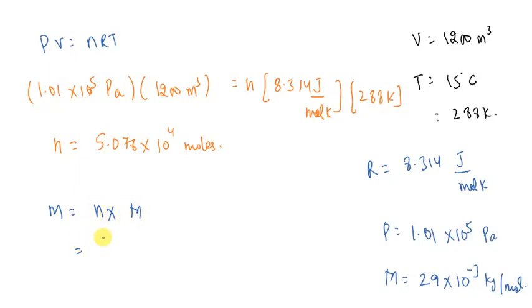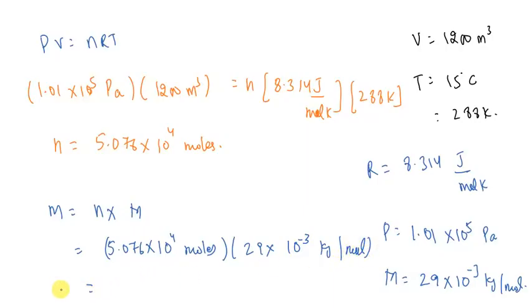So the mass of air is equal to number of moles multiplied with the molecular weight. So number of moles we have 5.076 times 10 to the power 4 moles, multiplied with molecular weight we have 29 times 10 to the power minus 3 kg per mole. So from here we'll get the mass of air as nearly 1472 kg, which we can approximate to 1500 kg. So this is the mass of the air inside the room.